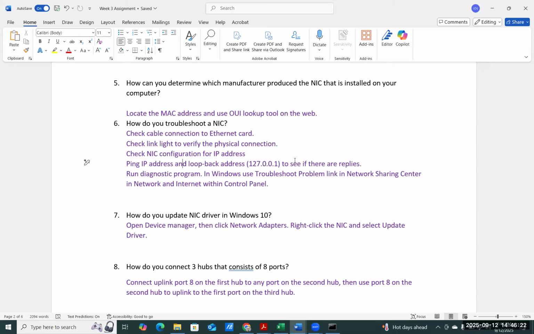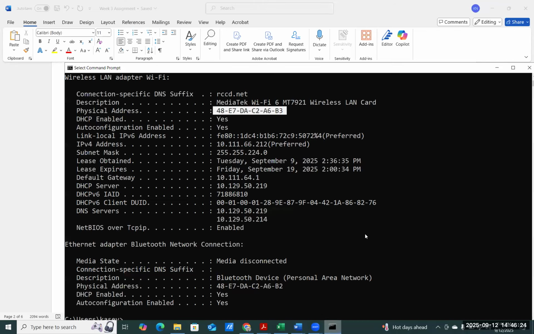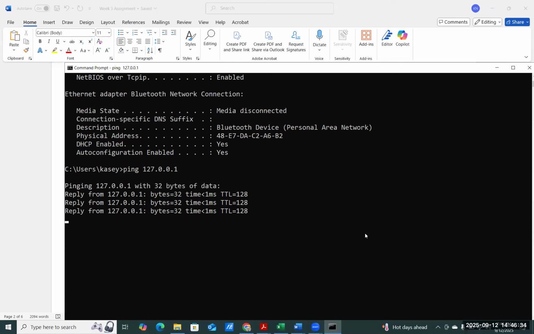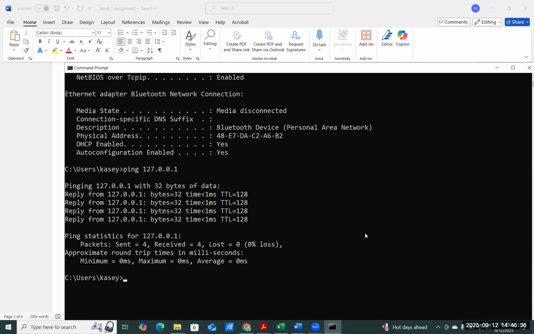In command prompt, you simply ping your own IP address, or you can ping 127.0.0.1. You can try this on your computer, right? See how it's sending and receiving replies, right? So reply first time, second time, third time, and fourth time. So it's successful. And it tells you sent 4, received 4, 100%. That means that system is talking.